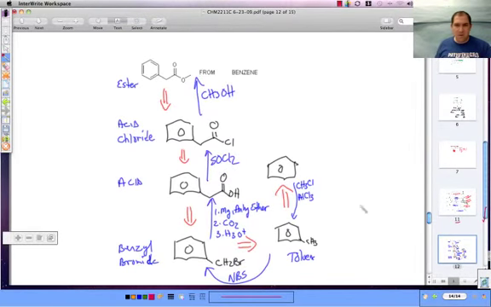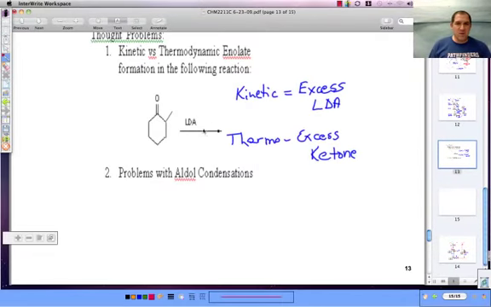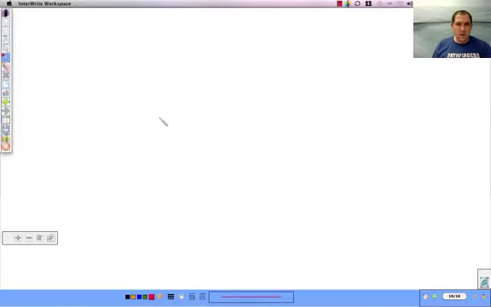Let's see if I can find it here. Let's see what I did with it. Let's go ahead and talk about this a little bit. Kinetic versus thermodynamic enolate. Like I said, if we want to form the kinetic enolate, we're going to use excess LDA. And remember what we said, with LDA, if we draw, let's use the right color here.